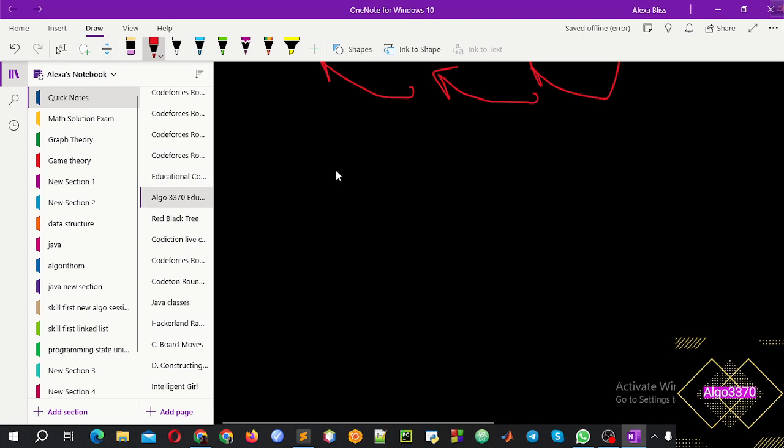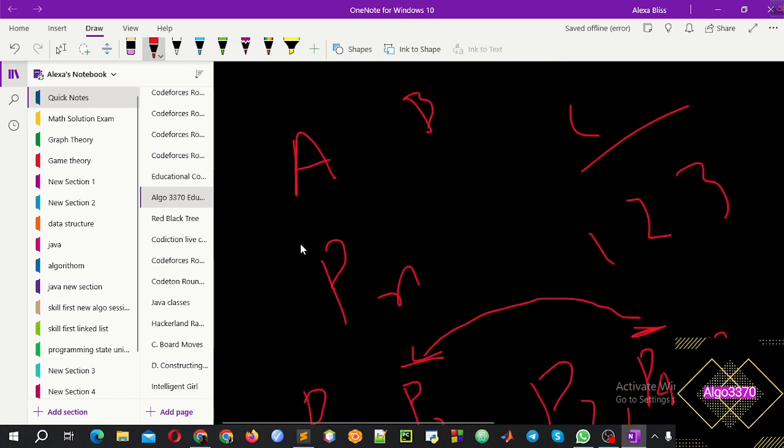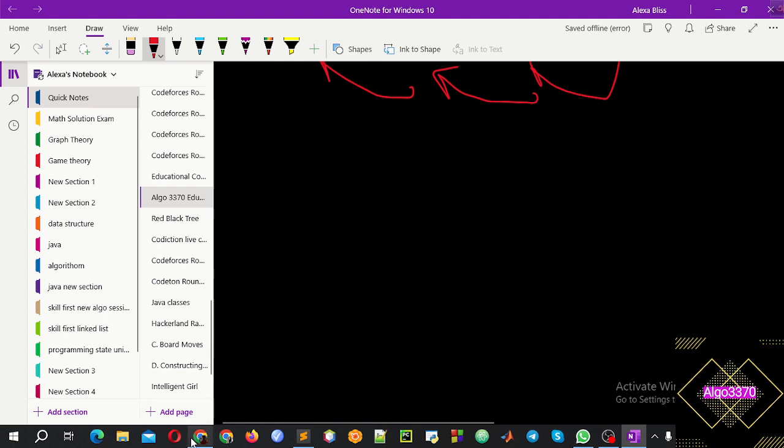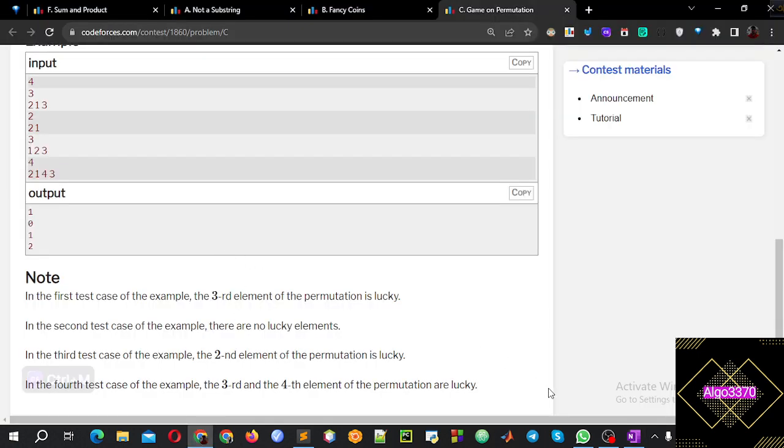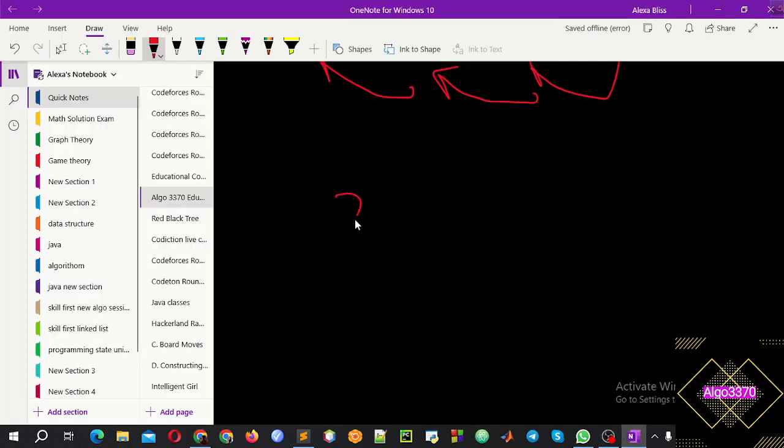So what solution do we have? Let's solve some more examples. 1 2 1 3, 2 1 and 3. At first, we do not know any algorithm or solution here.